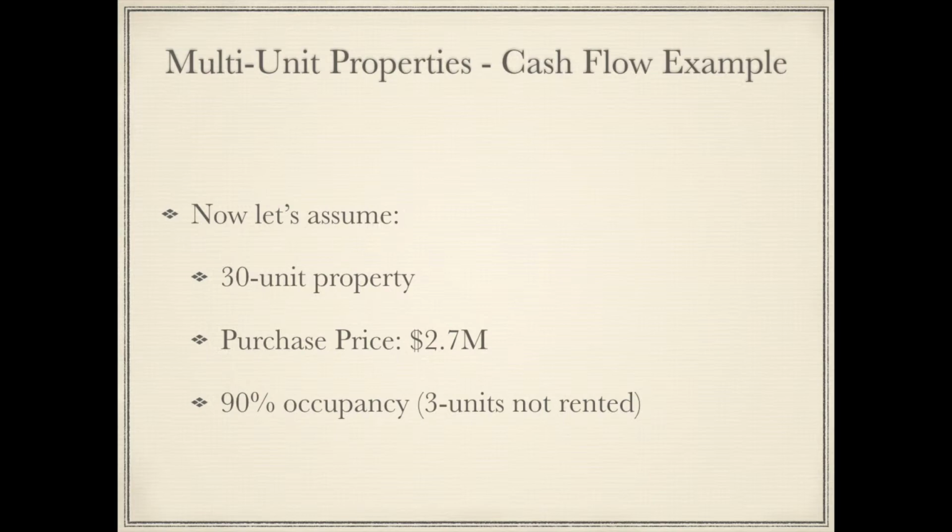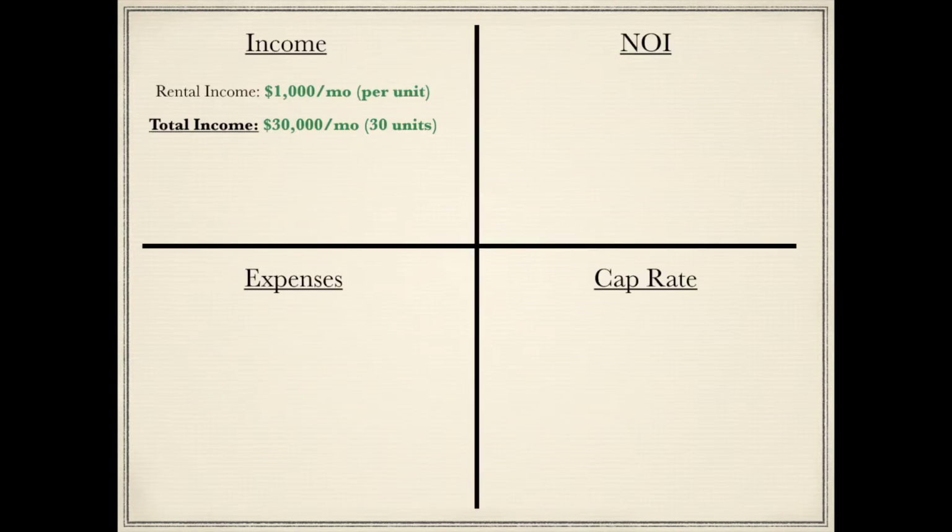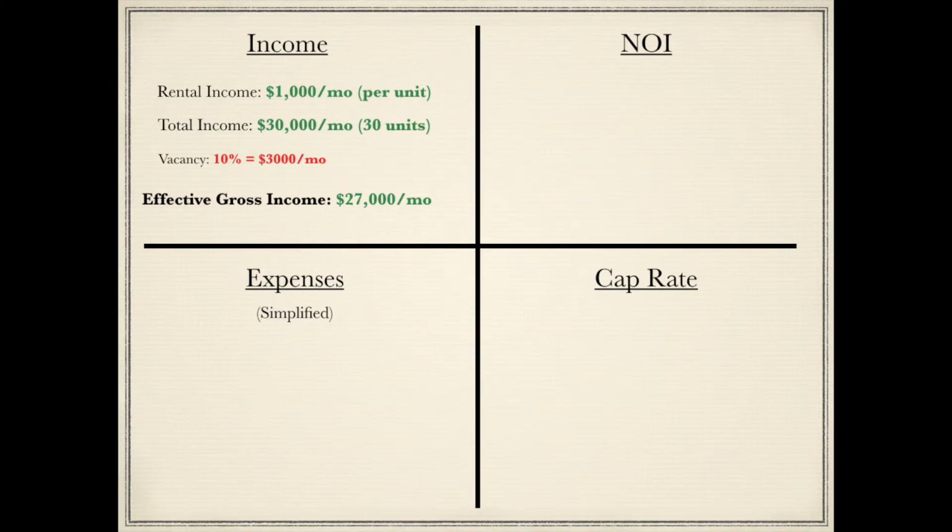So now let's assume we have a 30-unit property for a purchase price of $2.7 million and a 90% occupancy, which means that 3 units are not rented for the entire year. So let's revisit the real estate quadrant. Now we have an income of $1,000 per month per unit for a total income of $30,000 per month. We assume that the vacancy rate is 10%, which is an expense of $3,000 per month. So now the effective gross income is $27,000 per month.